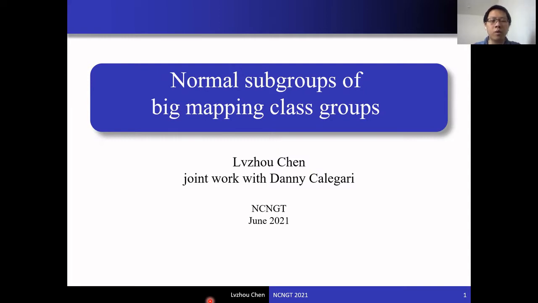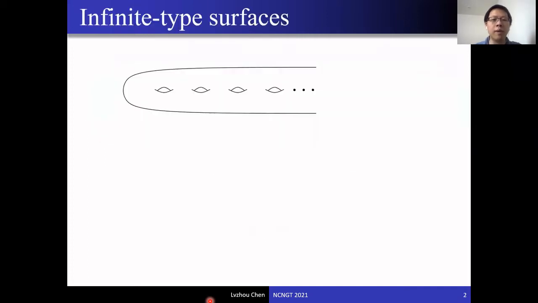Today, I'll talk about an ongoing work with Danny Calegari about normal subgroups of big mapping class groups. Here, big mapping class groups refer to those mapping class groups of infinite type surfaces. These are surfaces that are non-compact in a way that's more complicated than just having finitely many punctures.